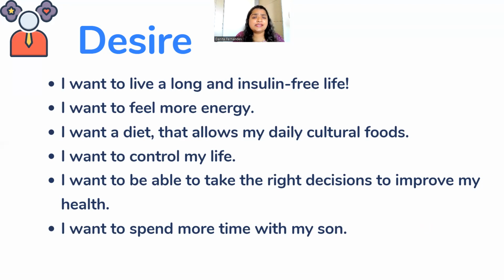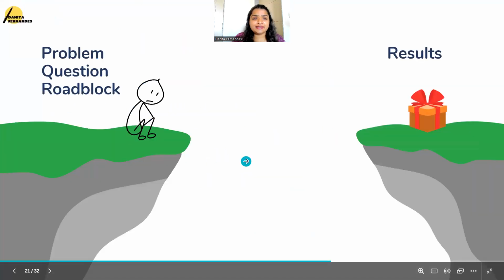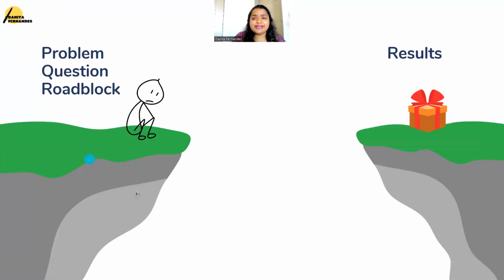So, Gopal's desires are he wants to live long, he doesn't want to take insulin, he wants to get that knowledge so that he can take the right decisions for eating. He can take the right food decisions. He wants to control his life. He wants to spend more time with his son. These are his desires.